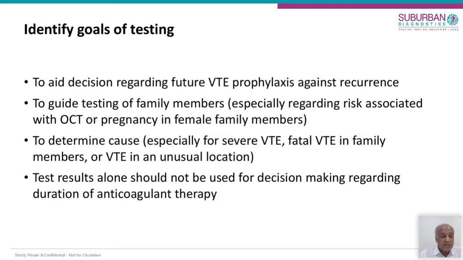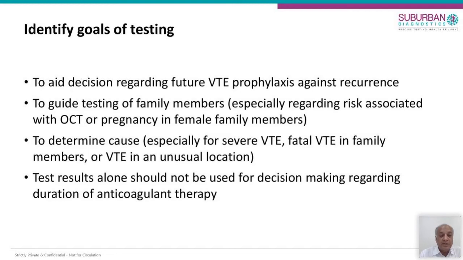The next one is if it is helping to guide us in testing of family members, especially regarding risks associated with oral contraceptive therapy and pregnancy in female family members. So this is the singular most important group that we should keep in mind in terms of investigating the patient as well as the family members of the patient.